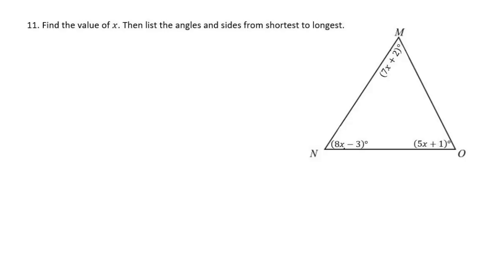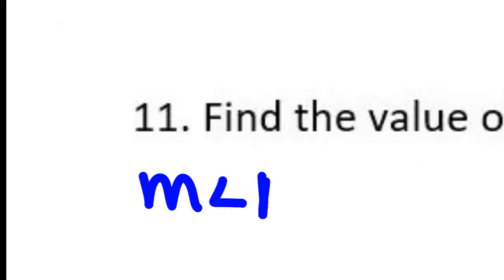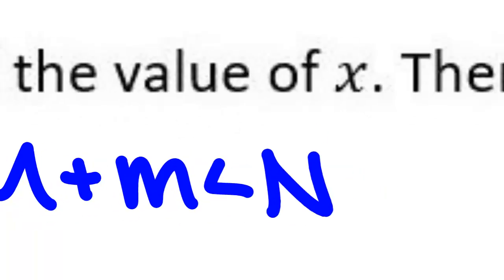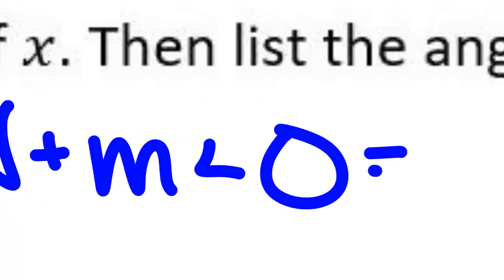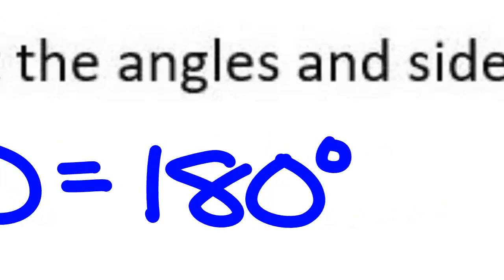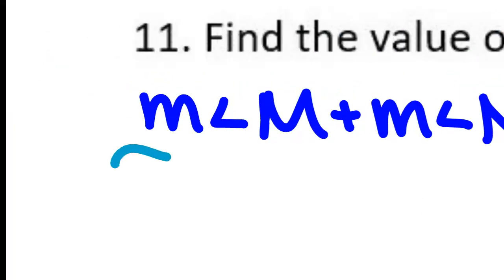How in the world are we going to find X? Yes, we're going to add the angles together and equal them to 180 because we know the 3 angles in a triangle add to 180 degrees. So the measure of angle M plus the measure of angle N plus the measure of angle O equals 180. Angle M is 7x plus 2.